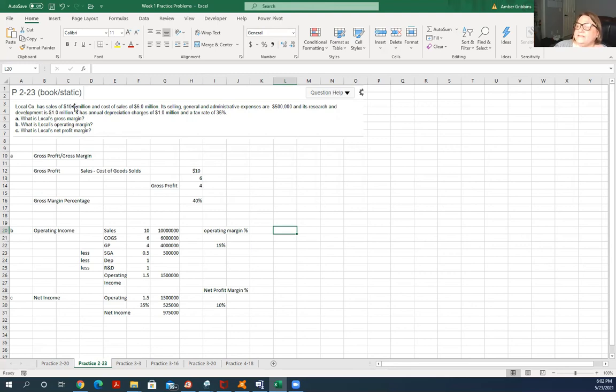Local company has sales of 10.0 million and a cost of sales of 6.0 million. So what it's saying is for every $10 that you sell, it costs 6 million in product expenses or cost to put those sales together, for whatever it takes to achieve a sale, either product, service, cost, or whatever. It's selling, general, and administrative expenses.